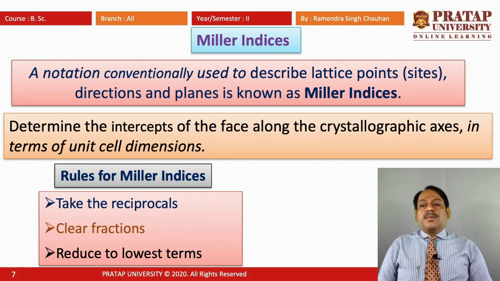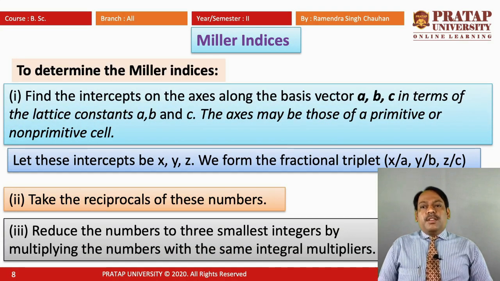So first, we take the reciprocals of the unit cell dimensions or the lattice constants. Then we clear fractions if the numbers are coming as 1 by 2, 2 by 3 or so, and then we reduce to the lowest terms. If there is any common factor, we remove that common factor and reduce to the lowest terms. So that we will understand how to determine the Miller indices.